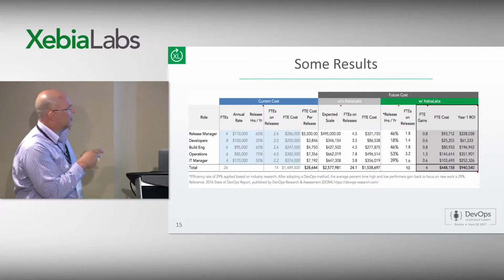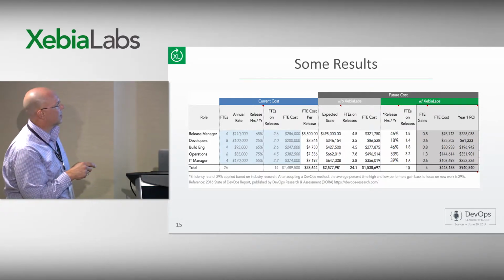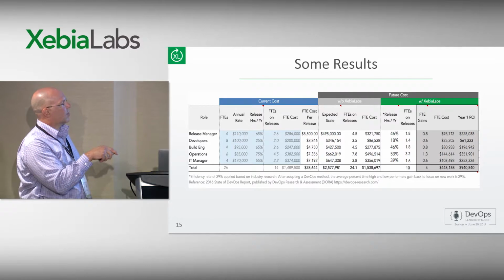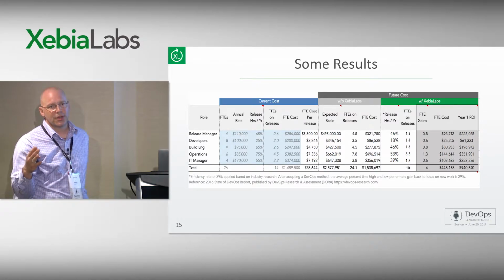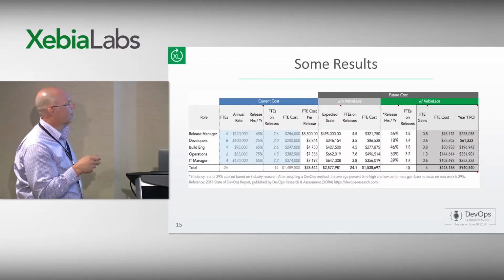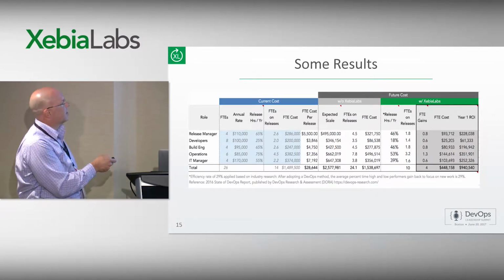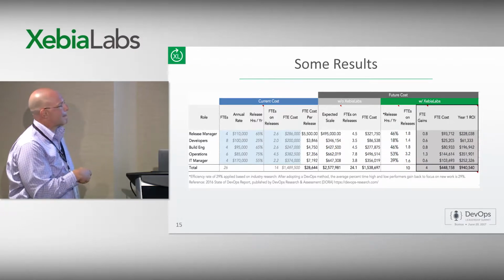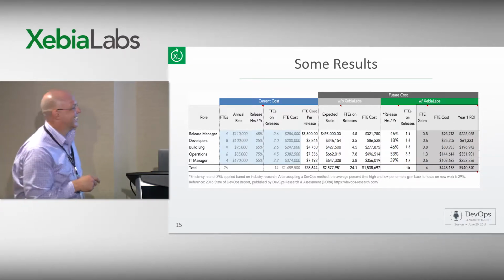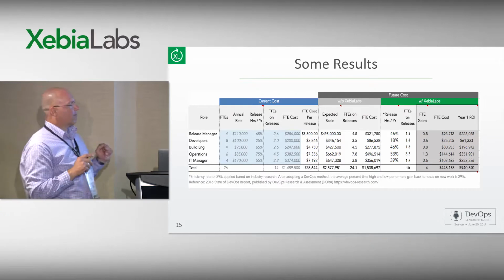Oh, actually, there's one other piece I left off. One of the assumptions in here is a question: how many more releases are you going to do next year? I apologize, I just realized I left off the slide. Because what you're seeing is, here's what I'm currently doing, here's my expected scale, meaning I'm going to deploy more apps next year. That's where the numbers come from. Okay, so let me stop for just a second.